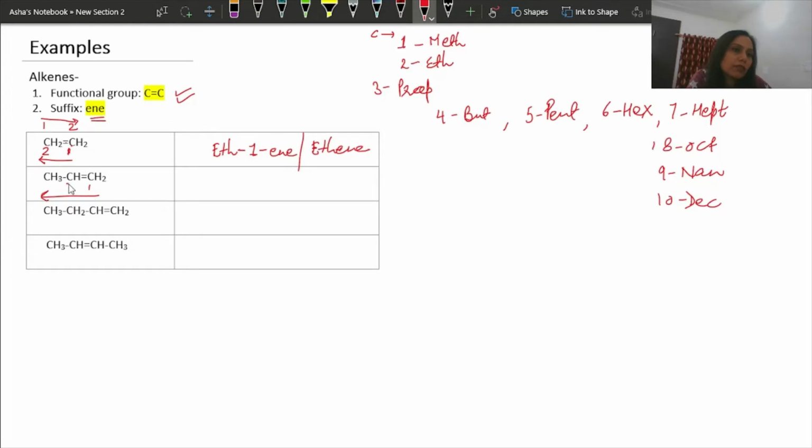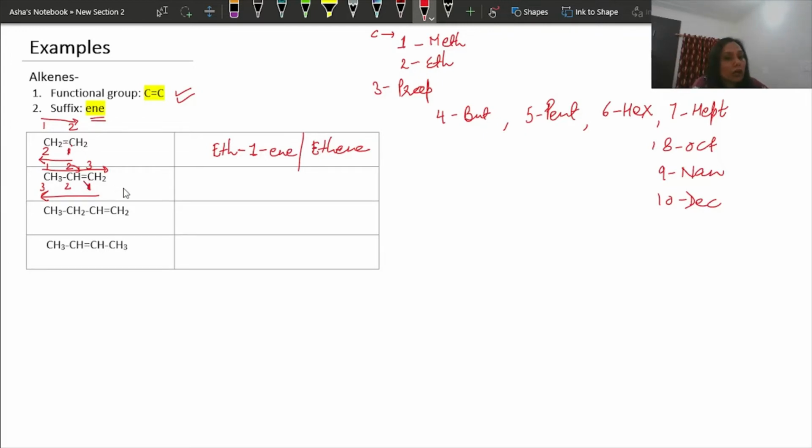Now if you see this one, if we are doing numbering from this side, then this is the first carbon, this is the second carbon, this is the third carbon. If you are doing numbering from this side, then this is the first carbon, this is the second carbon, this is the third carbon, right? So when you are doing numbering from front to back, the double bond is coming with the second carbon. Now when you are doing numbering from back to front, the double bond is coming with the first carbon.